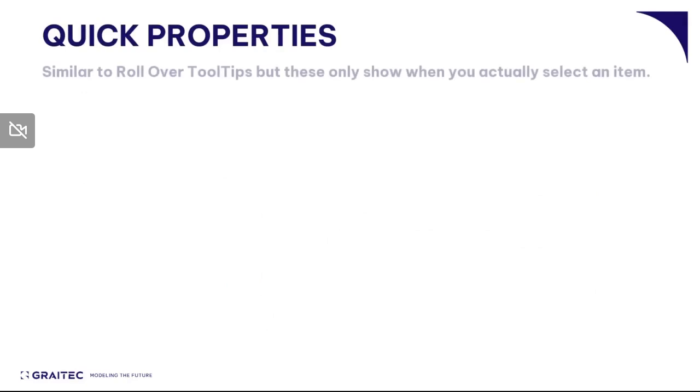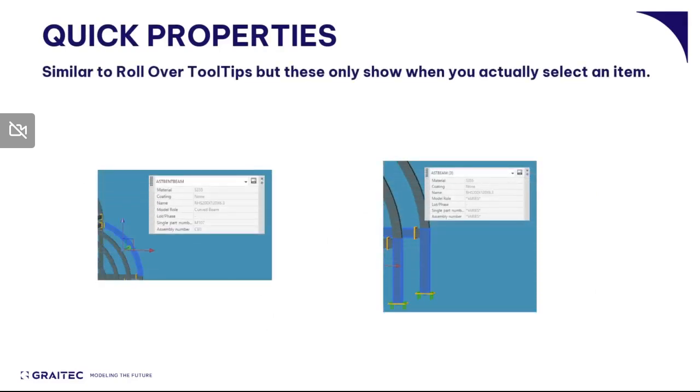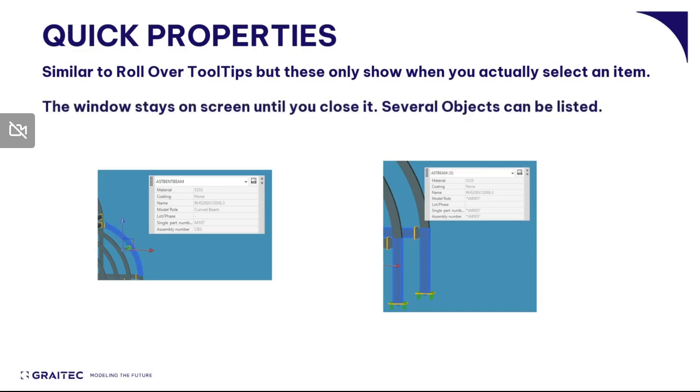That's rollover tooltips, but the same can also apply to quick properties. What do we mean by quick properties? Well, that's a slightly different version where instead of hovering over the part to bring up the properties, you have to actually click on the part and select it. And the properties only appear in this little floating window when you actually select the part. But the properties will stay there, even as you move around the mouse and so on. They'll stay on the screen until you click the little X to get rid of them. So it might be more convenient. It doesn't come up all the time, only when you ask for it.